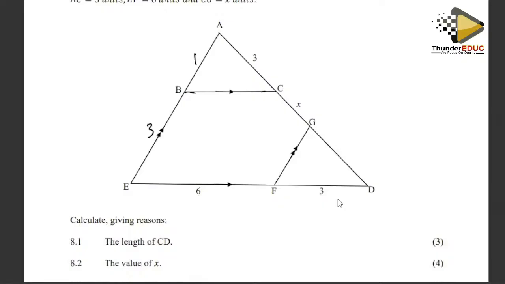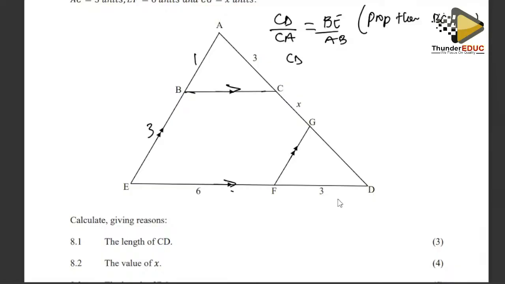So these are parallel lines, okay? If they are parallel lines, then basically we must follow the same proportions. So what we say is that CD divided by CA should be the same as BE divided by AB. Reason is going to be the proportionality theorem because BC is parallel to ED. So we're saying that CD divided by 3 should be equivalent to 3/1. Cross multiply, CD becomes 9 units.